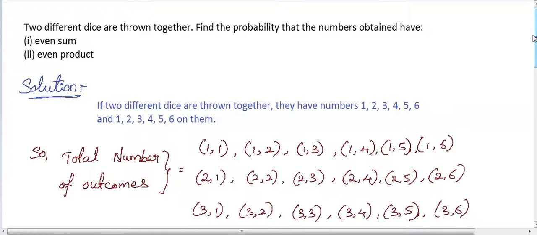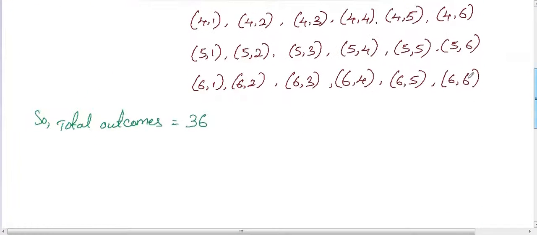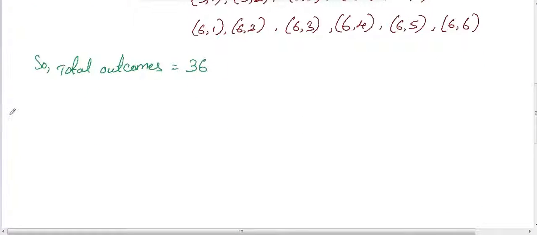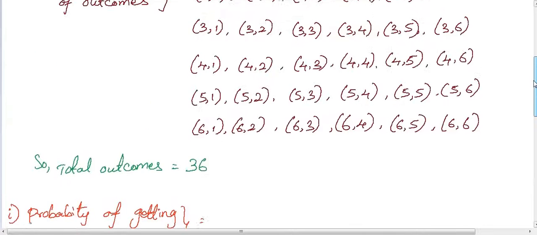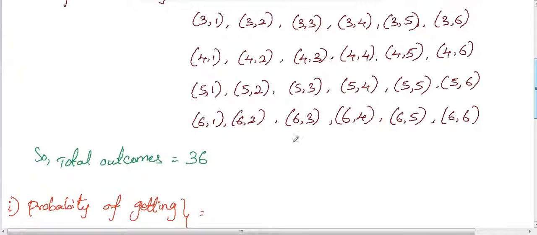Here we need to find the probability of the number that has obtained an even sum. So write down the possibilities of getting an even sum. We'll get an even sum if we add two odd numbers or two even numbers.